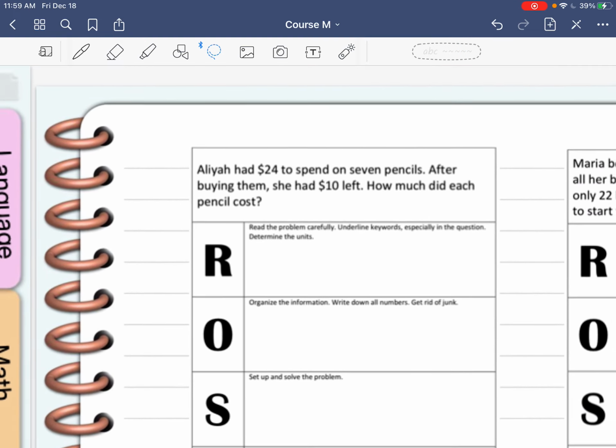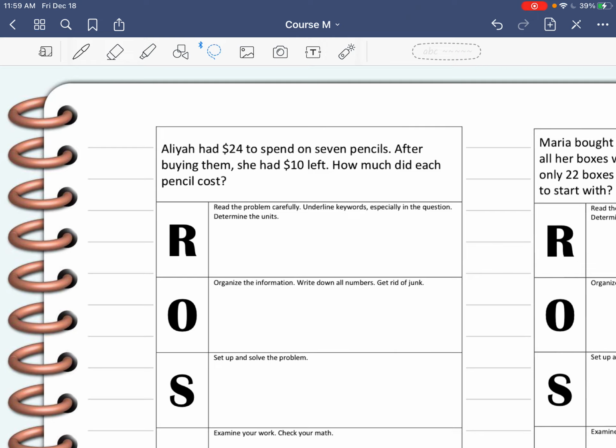But I'm going to start with this problem about Aaliyah. It says Aaliyah had $24 to spend on 7 pencils. After buying them, she had $10 left. How much did each pencil cost? So this is a pretty basic algebra equation. You may be able to figure it out in your head. That's great if you can. But I want to show you the algebra way to solve the problem.